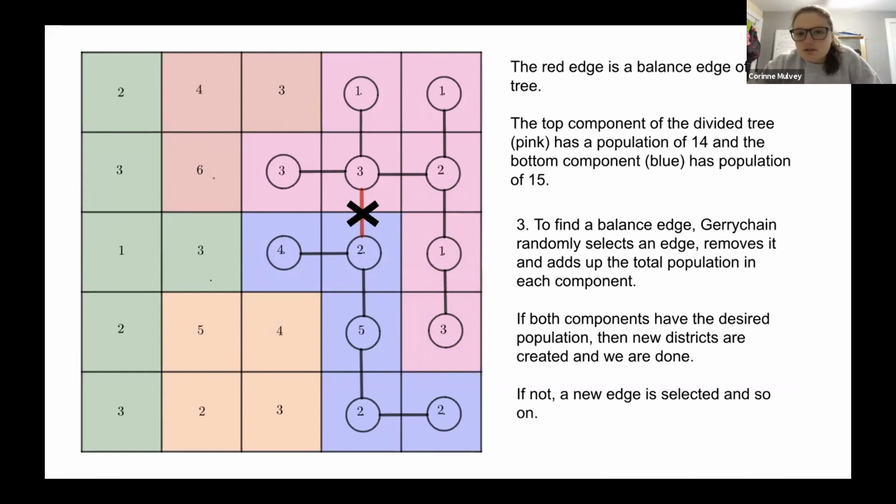And so in order to do this, Jerry chain randomly selects edges of the tree and checks if they are balance edges. So it just selects an edge, looks at the components of the tree when you remove that edge, and sums up the population. And if they're the same, then you're good, but there are a lot of edges in a given tree that are not balance edges. So if it doesn't find one, what happens?